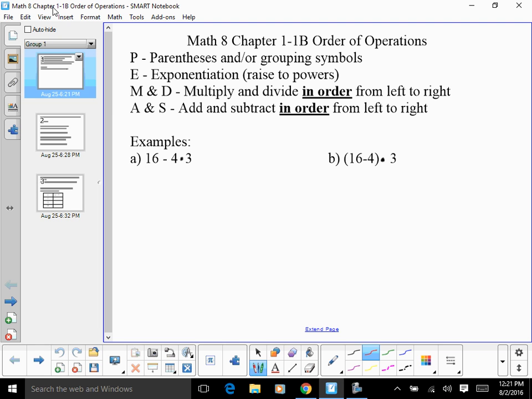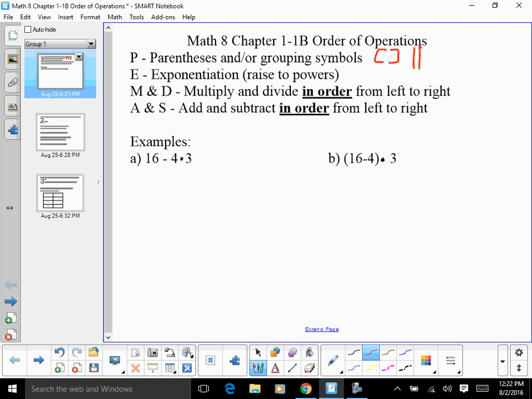Okay, class, today we are going to be moving on to the next lesson, which is Chapter 1-1B, Order of Operations. This should actually be a review lesson from what you've had last year. If you remember, the first thing you need to look for whenever you see one of these problems is to look for parentheses or grouping symbols. Now, we're most often familiar with parentheses, but you can also use brackets. And we're going to find with integers that we can also use absolute value symbols as well.